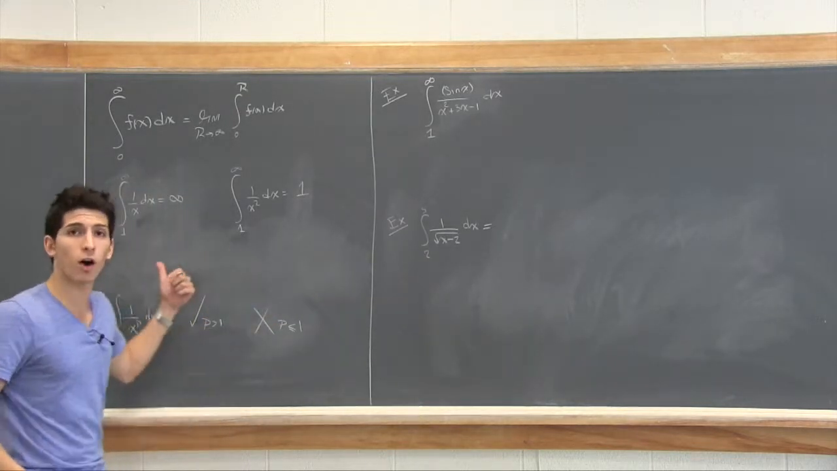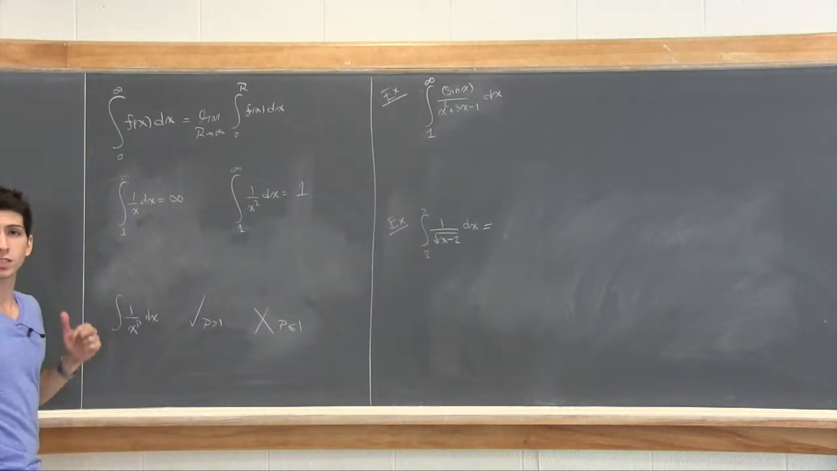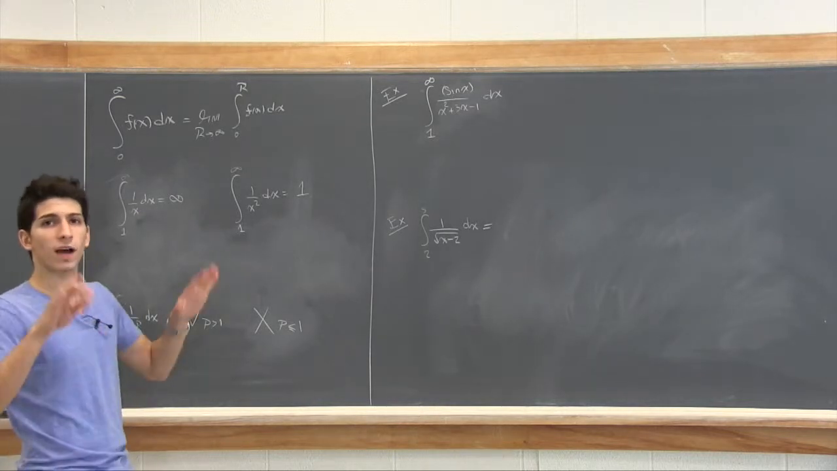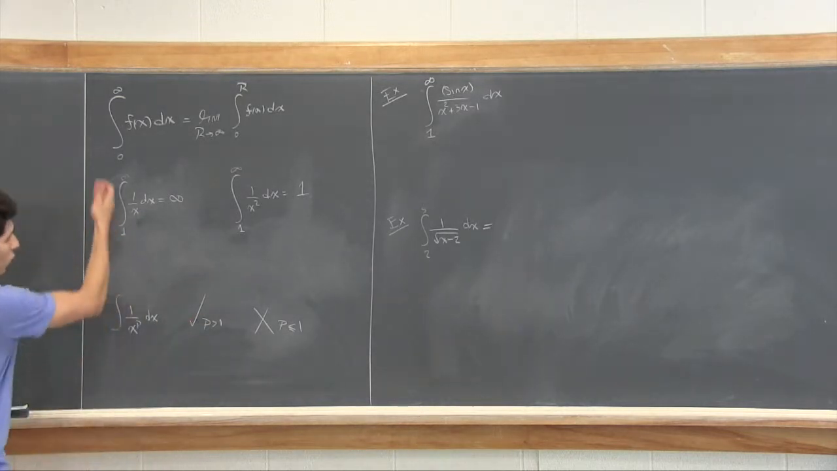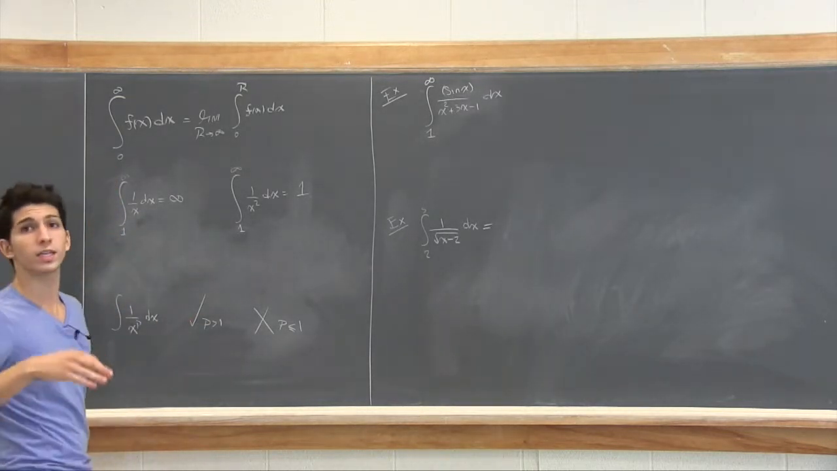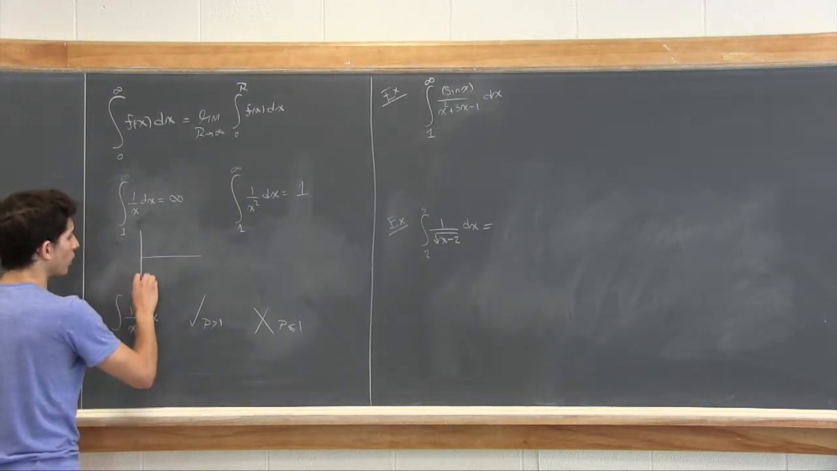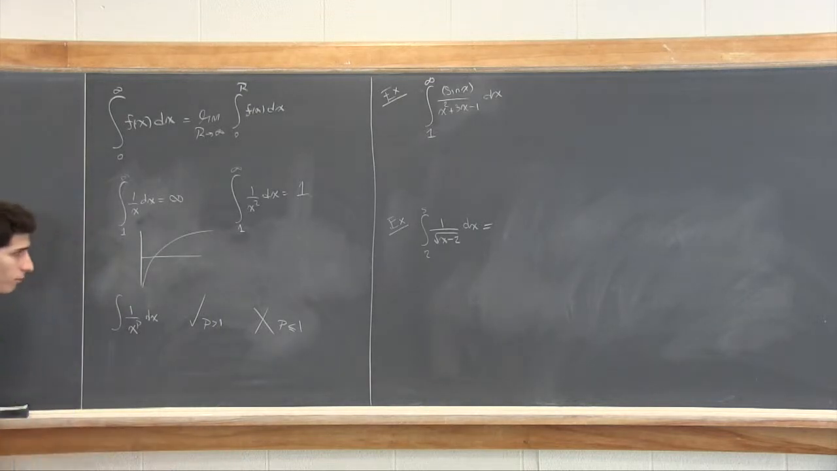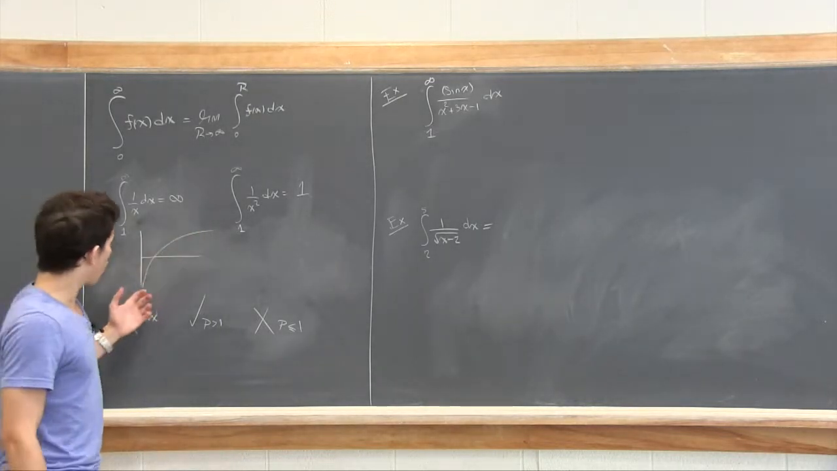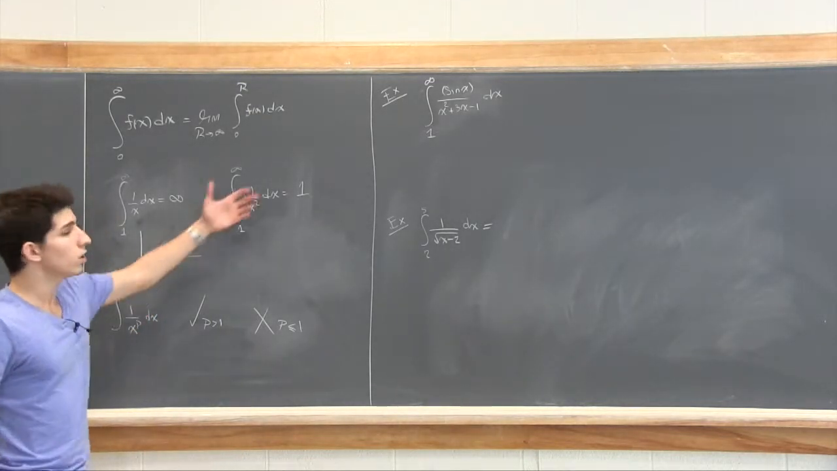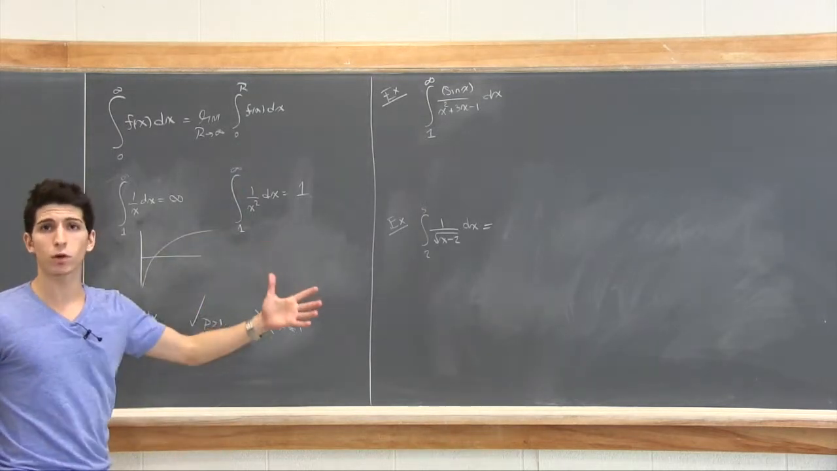The antiderivative of, let's do 1 over x first. The antiderivative of 1 over x is ln of absolute value of x, or since we only care about x from 1 to infinity, it's just ln of x, right? So if we were to graph ln, it would look something like this, right? This thing goes from negative infinity to infinity as x approaches infinity.